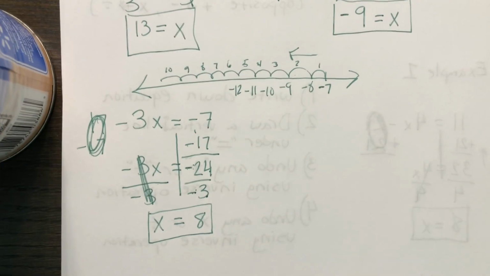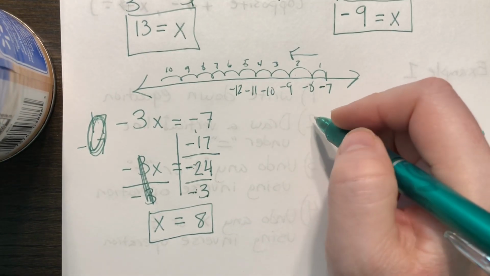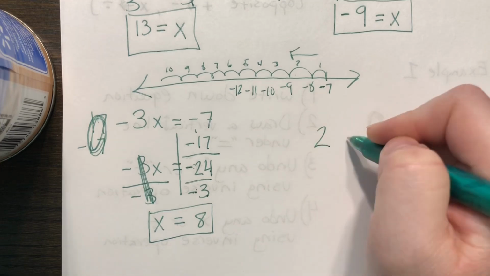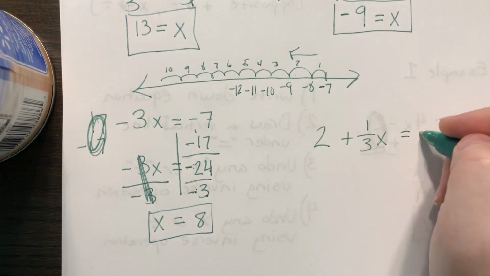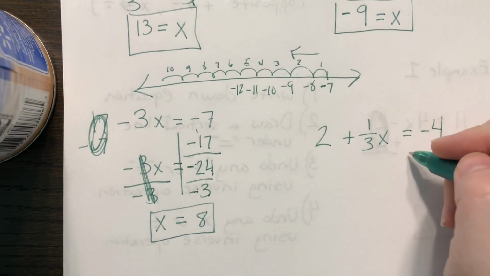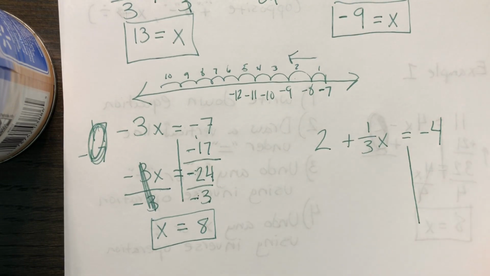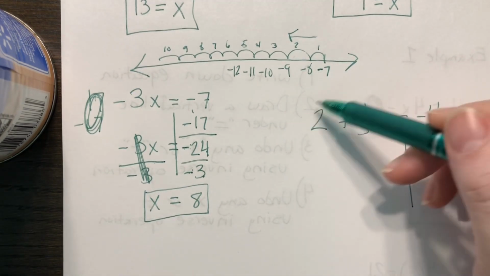Okay, and then I said I would do one with a fraction, just to throw that in the mix to explain a little bit more with the inverse operation being a little different there. So I'm going to have 2 plus 1/3 x equals -4. All right, I've written my equation down and drawn my line under my equal sign. I need to undo any addition or subtraction. I have a +2 here that's on its own.